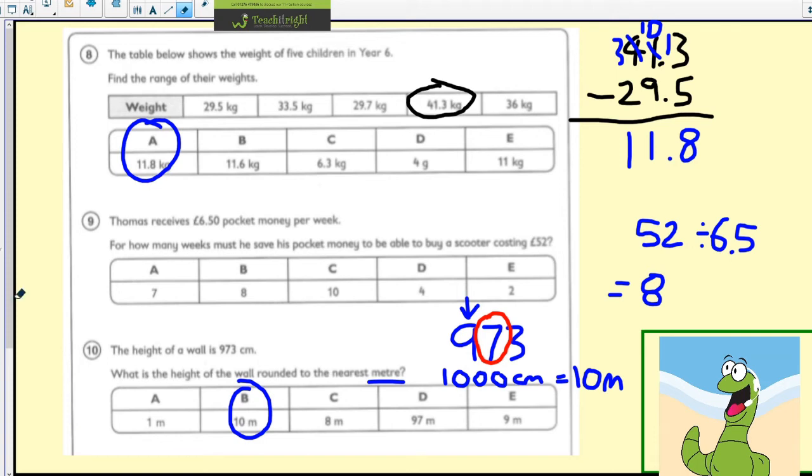Right guys, that's one test done. So give yourself a score. Really well done. Oh, I should probably circle the answer there. That one was B, which is 8 weeks. But yeah, give yourself a score. Pat on your back if you did well done.